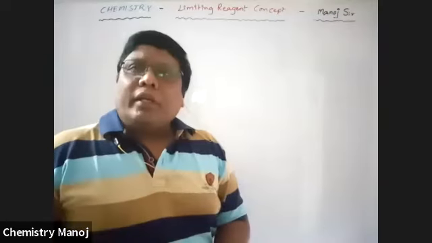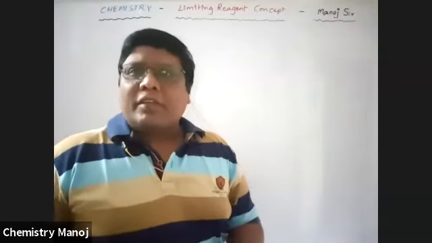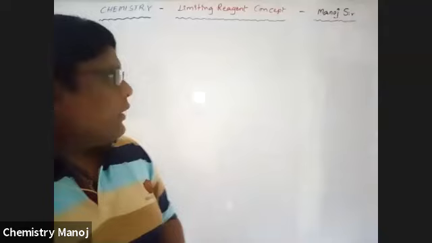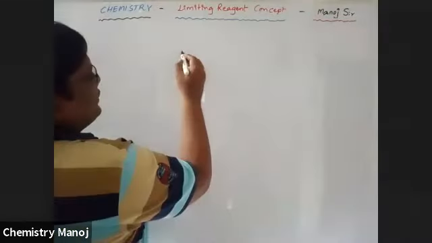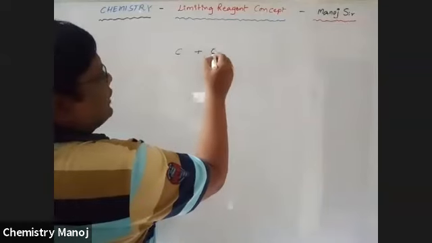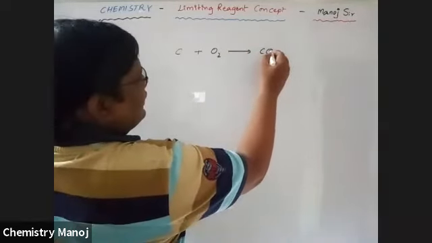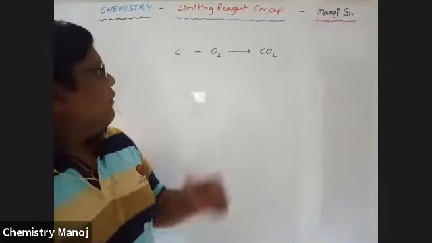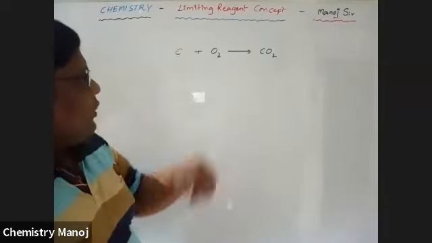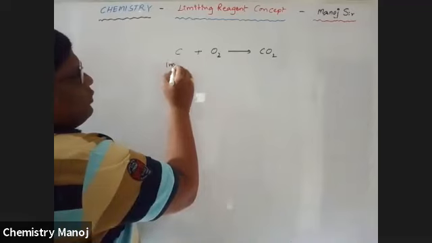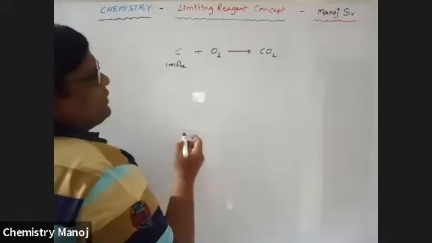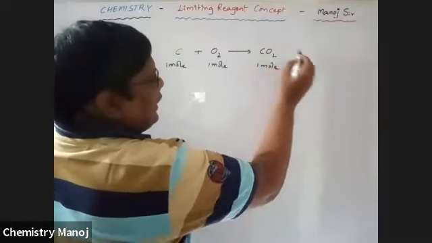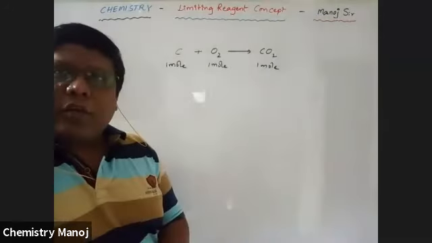So let us take an example here. After completion of that example, I am going to define what is limiting reagent. Now, take an example, that is carbon reacts with oxygen, gives carbon dioxide. It is a simple reaction, all well known one. According to this equation, 1 mole carbon, that is graphite, reacts with 1 mole oxygen to form 1 mole carbon dioxide. It is as per our stoichiometry, it is the balanced one.